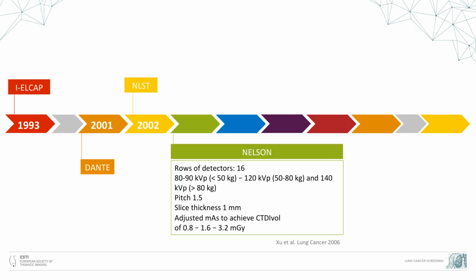These are the technical parameters of the NELSON. Only 16 slice detector CTs were used, and the CT dose index was set to be adjusted to the participant weight, with effective doses of 0.8, 0.6, with the CTDI value estimated at 0.8 to 1.6 and 3.2 milligray.